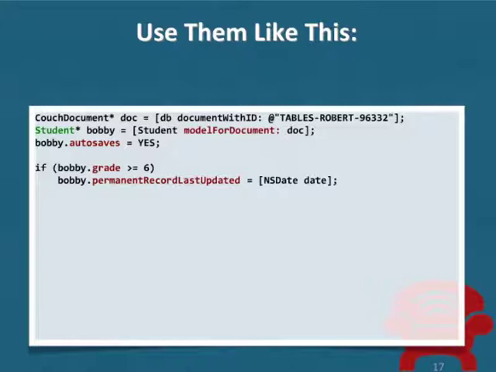We tell it we want it to autosave to make things simple. And now we can just access the grade. We can change that date valued property, and that will all get saved out for us. Groovy.